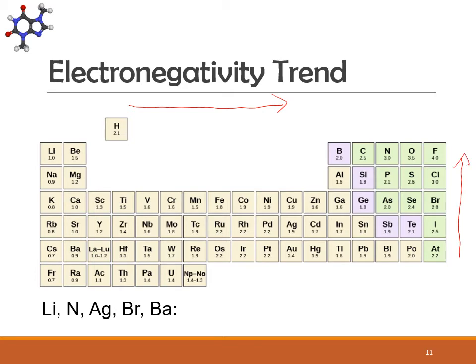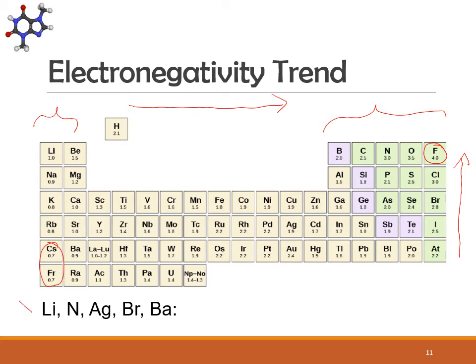The element with the highest electronegativity value is fluorine. The elements with the lowest electronegativity value are cesium and francium. This means that fluorine has the highest tendency to attract electrons among all the elements. Francium and cesium have the lowest tendency. Elements on the right side of the periodic table have higher electronegativity values than elements on the left side.